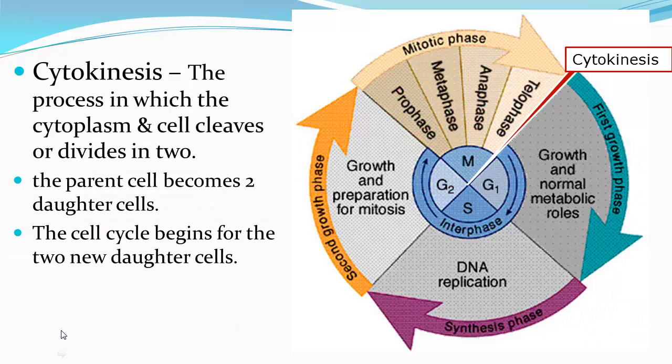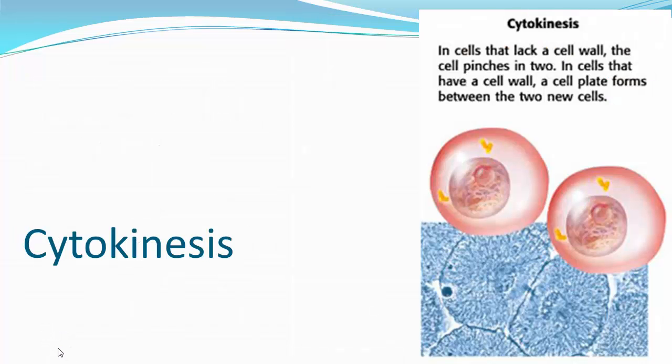The last stage in the cell cycle is cytokinesis. Cytokinesis is the process in which the cytoplasm and the cell cleave or divide in two. The parent cell becomes 2 new daughter cells, and the cell cycle begins for the 2 new daughter cells. So let's take a look at what cytokinesis looks like in our drawings. You can see that it results in 2 separate daughter cells.